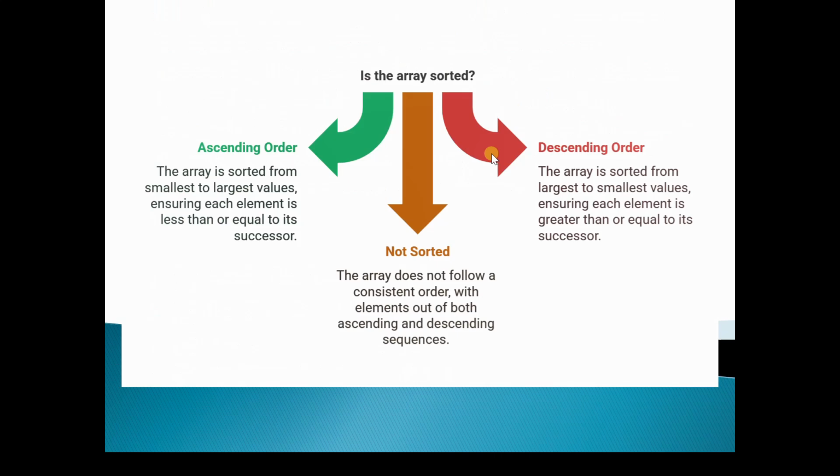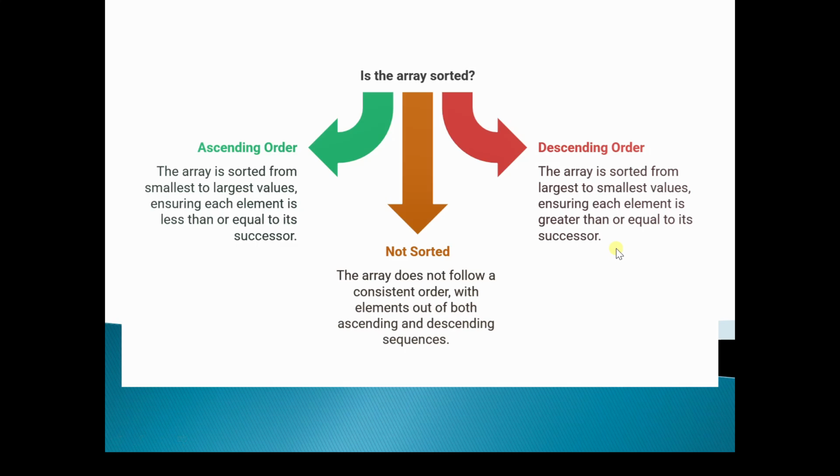Here we have to check whether the array is sorted or not. If an array is not sorted, it does not follow any consistent order, and it will not be in either ascending or descending sequence. If the array is sorted, then it will be either in ascending order or descending order. In ascending order, the array is sorted from smallest to largest values, that is, each element should be less than or equal to its successor. If the array is in descending order, the array is sorted from largest to smallest values and each element should be greater than or equal to its successor. So this is the scenario for the given question.